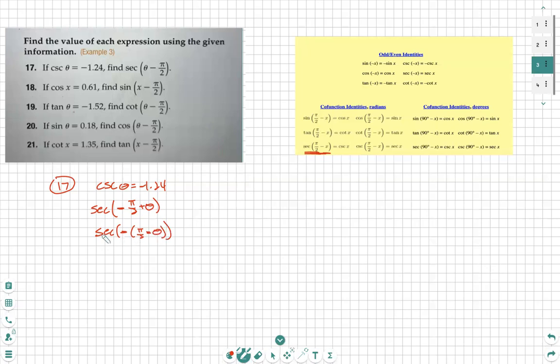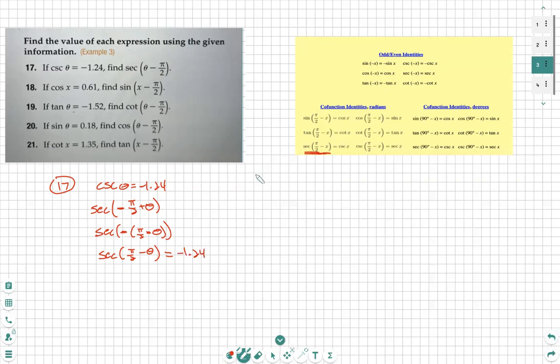And thus we can see now we have a negative value of what we're trying to take our secant of. And that negative gets absorbed. We have a negative value of our argument, and that negative value just goes away. And that is equal to cosecant of theta. So this is also equal to negative 1.24.